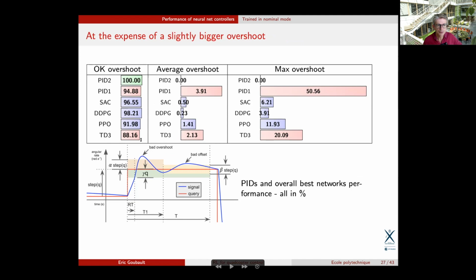And for the overshoot, you see TD3 is even worse, but then the rest, DDPG, SAC, and even PPO trained neural nets are very good. So of course, PID2 is a bit better because it's so slow that it doesn't overshoot basically.